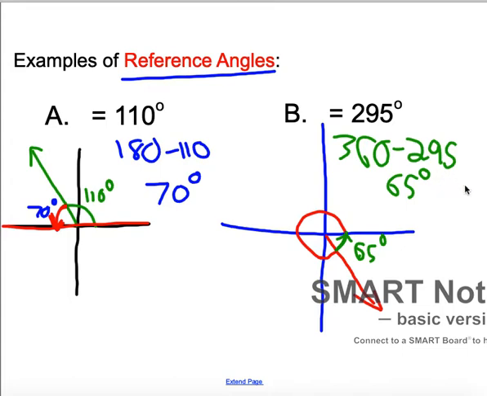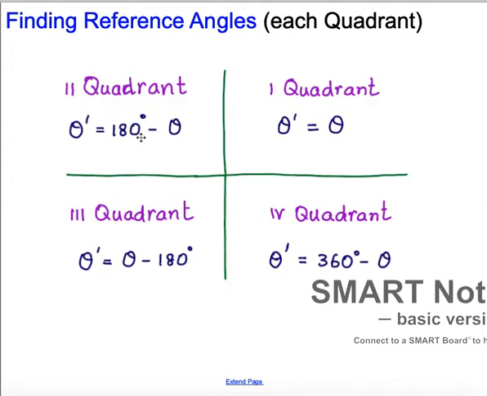So it's important to note, to find reference angles, in quadrant 1, the reference angle equals the angle itself. In quadrant 2, to find your reference angle, you do 180 minus your angle. In quadrant 3, your reference angle equals your angle minus 180. And in quadrant 4, the reference angle equals 360 minus your angle. Okay, so it's different depending on which quadrant it is in.